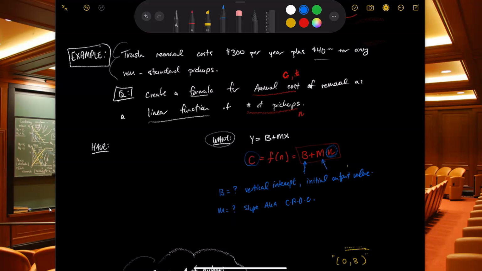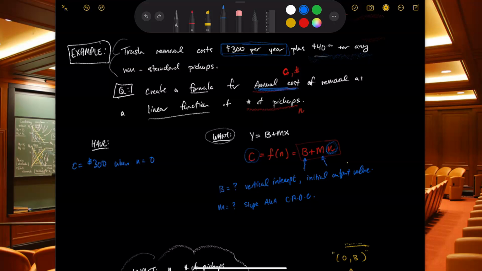So trash removal costs $300 per year plus $40 for any non-standard pickups. So here, this $300 each year, this per year, is the annual cost. This is the units of the output. And so we know cost equals 300 when n equals 0. How do I know that? Well, if it's starting at $300 per year and then we add some extra stuff, this must be the case when there's no extra pickup, so when n equals 0.